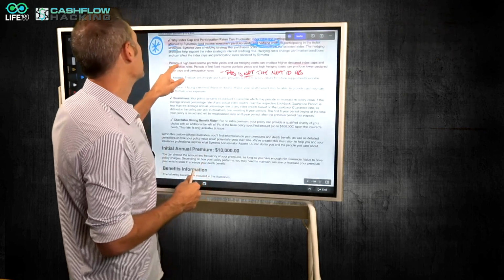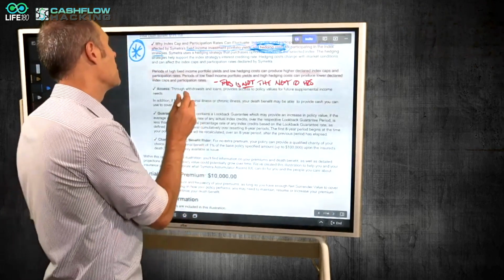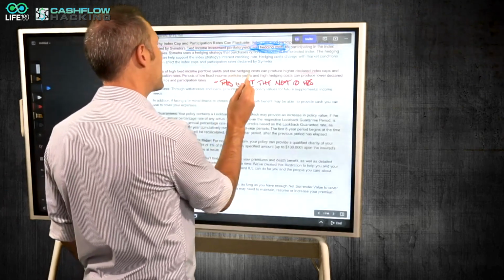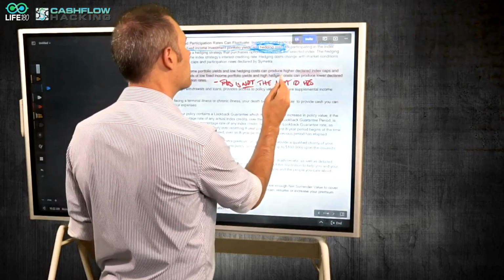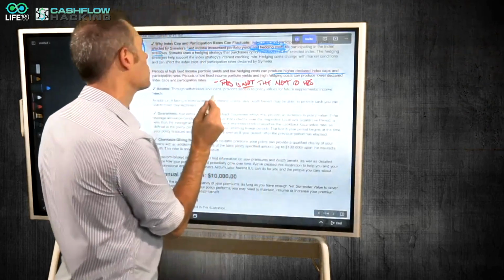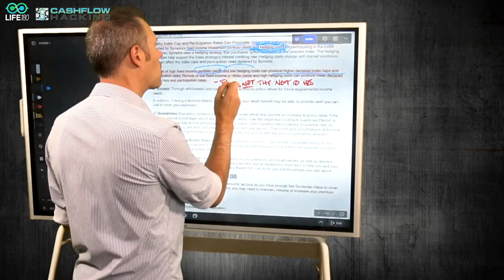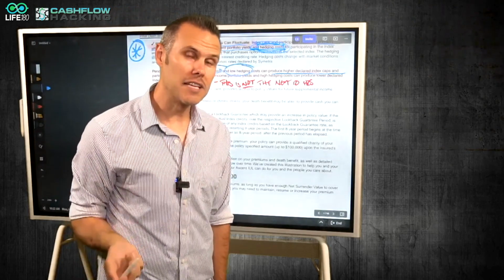So it's important. This is really important. Periods of high fixed income yields and low hedging costs can produce higher declared index cap rates. So that's what you're looking for. You need higher yields and lower hedging costs if you want to see cap rates go up.